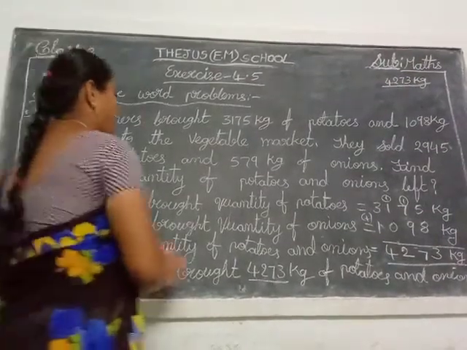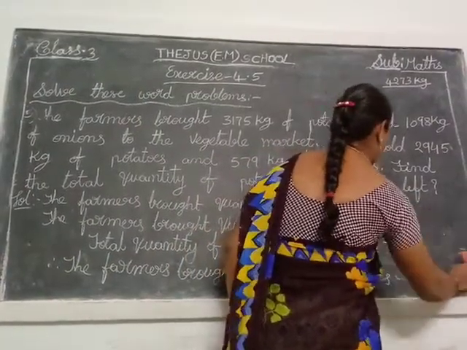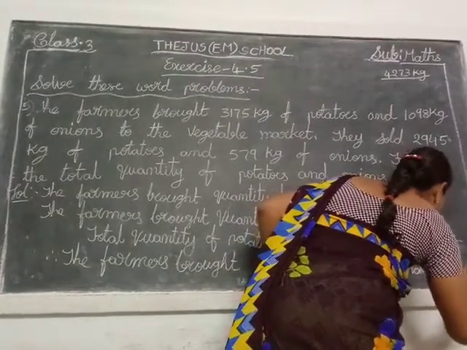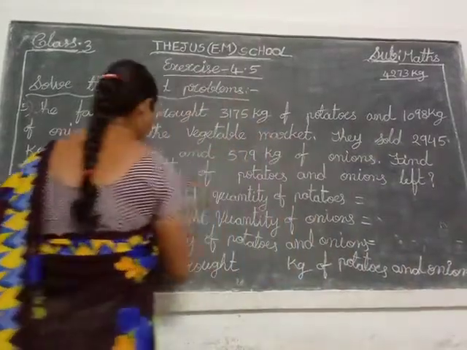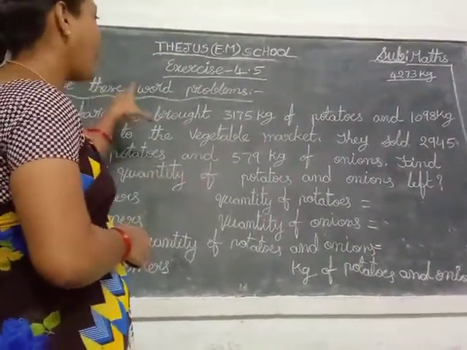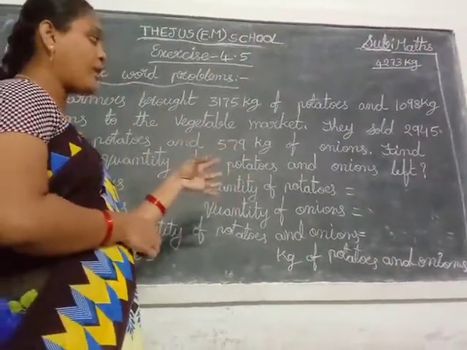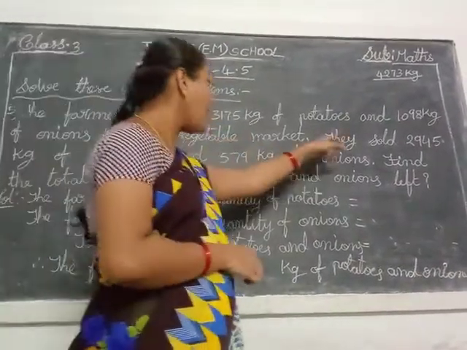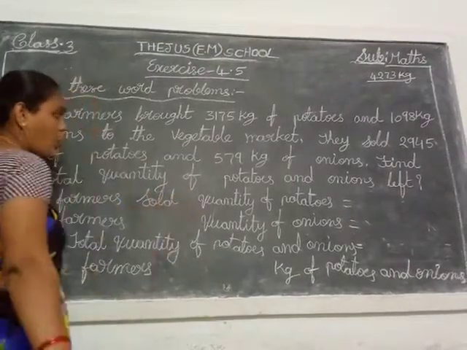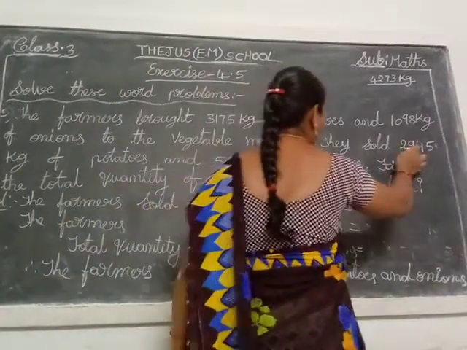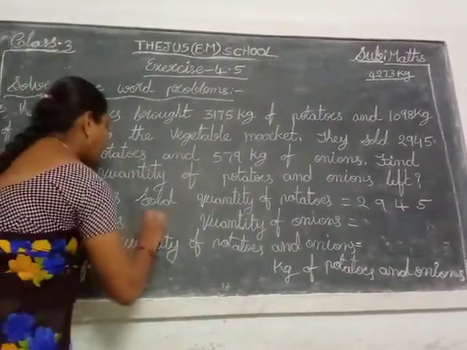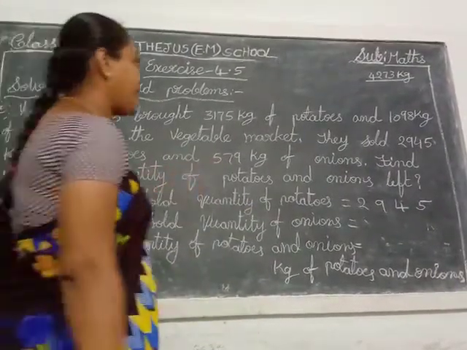Okay children, now I erase this one. See, this is completed. Now they sold also potatoes and onions, some of the kgs. So first write the farmers sold. The farmers sold quantity of potatoes. How many kgs of potatoes we sold, children? 2,945. Okay. Next, onions also. The farmers sold quantity of onions, 579 kgs.